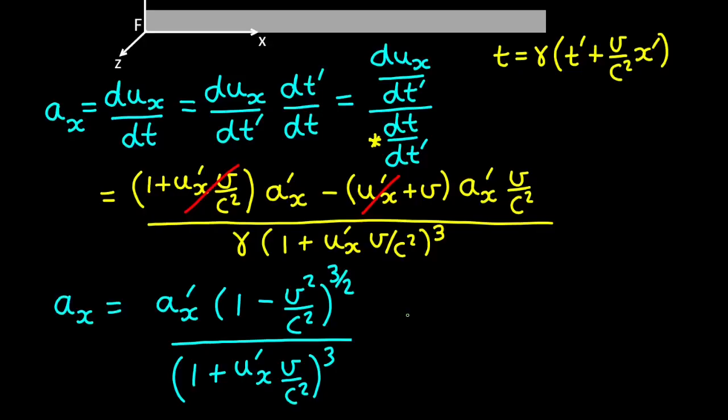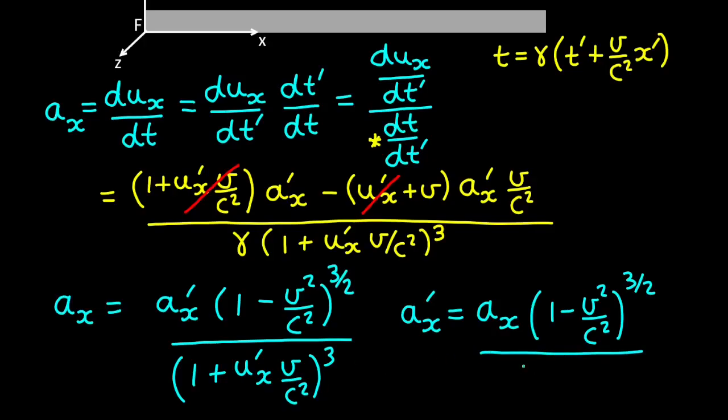Similarly, we can get the inverse relationship by swapping the primed and unprimed variables and negating the relative velocity. So in the numerator, we have 1 minus v squared on c squared to the 3 on 2, and in the denominator, we have 1 minus ux v on c squared, cubed. And if you follow the same process, you can obtain the accelerations in the y direction and z direction, which I'll leave for you as an exercise.